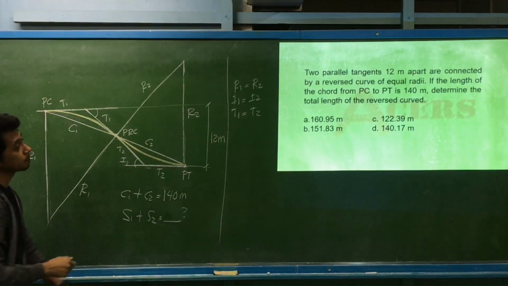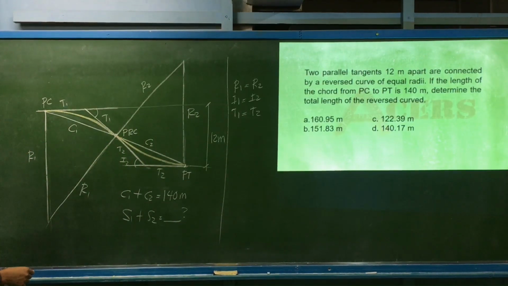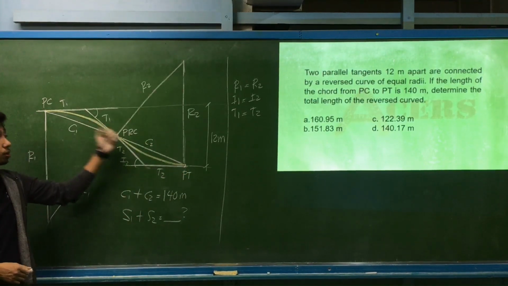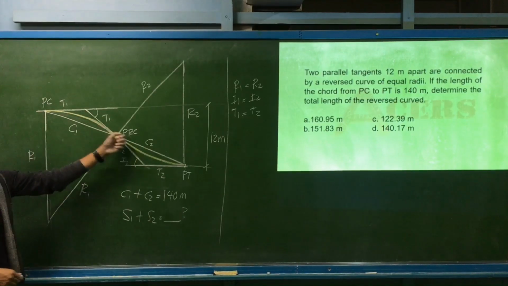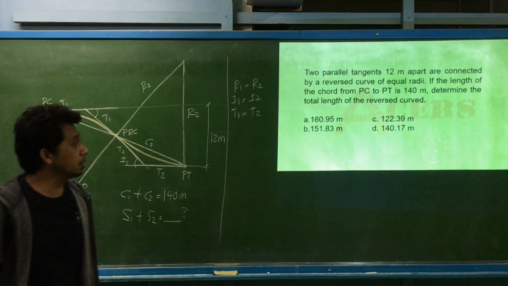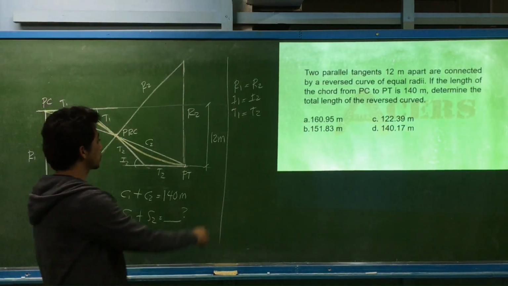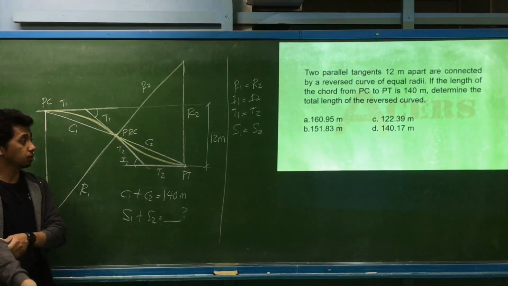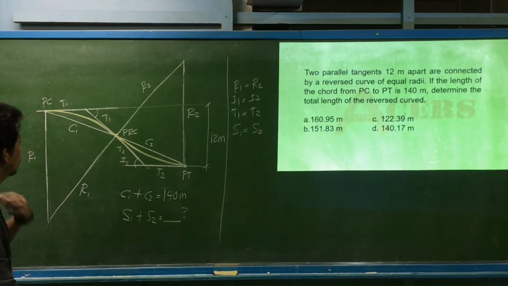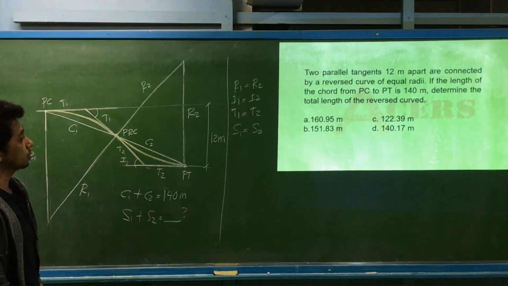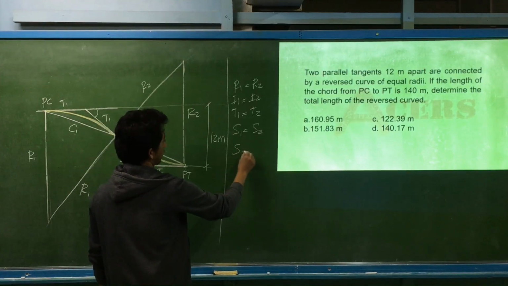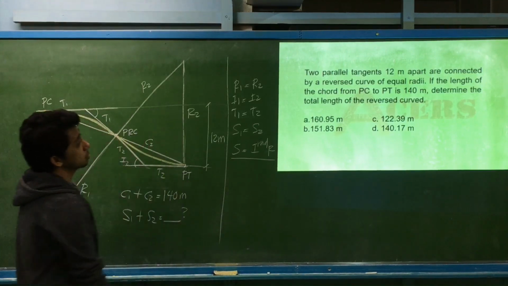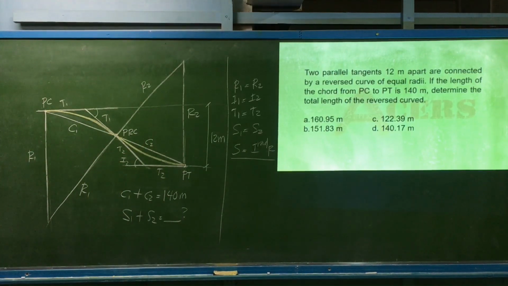So all of them are equal. The length of the curve from PC to PT is the same as C1 plus C2, the total, that is the long chord. If the length of the chord from PC to PT is equal to 140 meters, the question asks for the total length of the reverse curve. Since all values are equal, S1 is also equal to S2. So what we need to do is get the angle of intersection to get the curve length, because arc length is equal to I in radians times the radius. So we also need the radius.